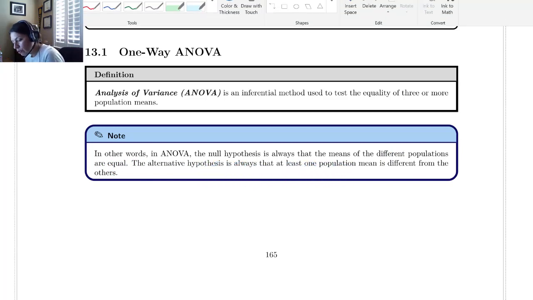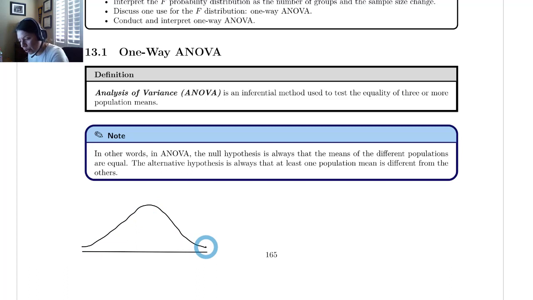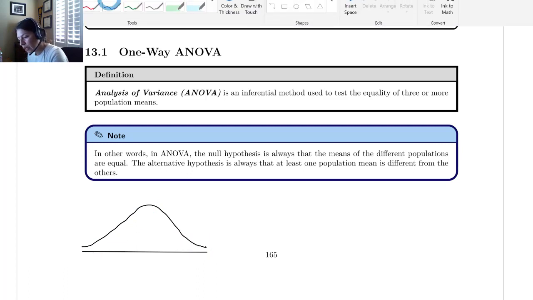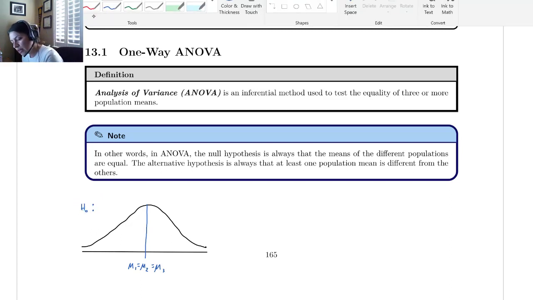So just to give a little graphical idea, we have this bell curve, right? And here is the null. The null is saying that the first mean is equal to the second mean is equal to the third mean. So this would be H sub 0, where we assume status quo, that there is no difference between the populations.